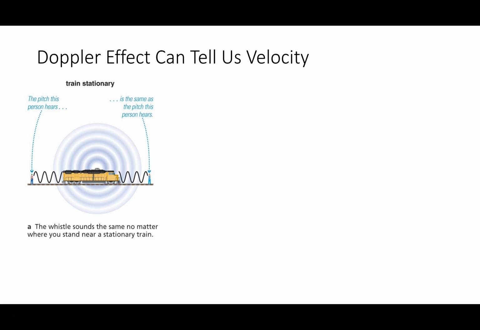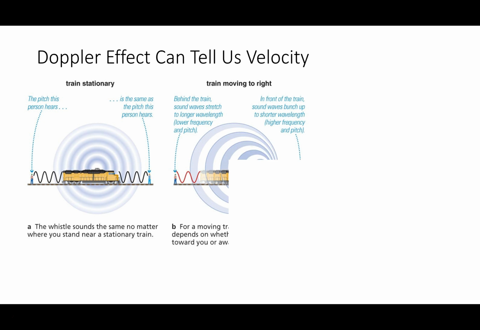So here we go. Here's our source, the train. We have two observers. If the train's standing still, there's no shift. Here the train is moving from left to right, and the person on the right, what color shift does he get? We got that blue. He's got the blue shift, so he would hear the pitch go up or down.